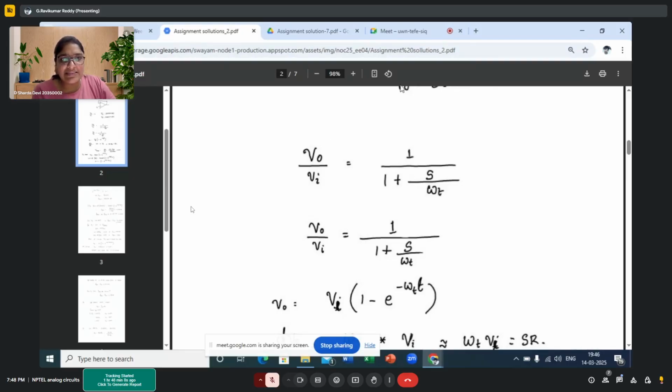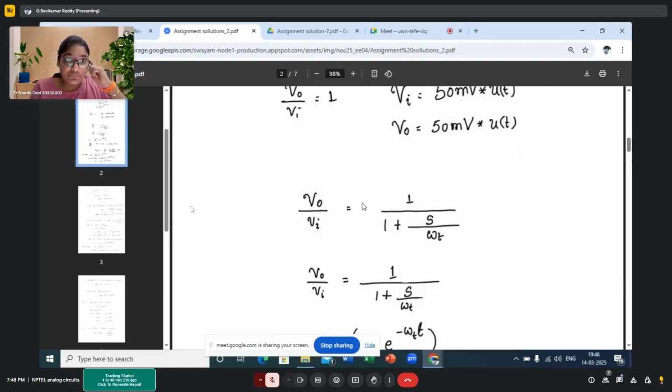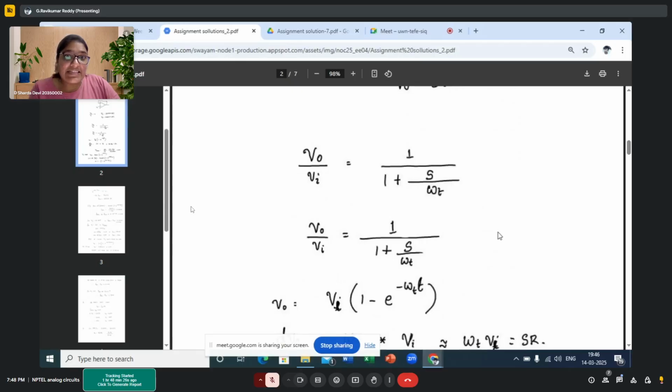Wherever there is a delay, I understand, madam, we can write V naught by Va equal to 1 by 1 plus S by omega t if any RC component is present. But in our voltage follower, we don't have R and C components. So how can we represent this as 1 plus S by omega t? See, you don't have any external R and C, right? Yes, ma'am. But inside your op amp, you have parasitic capacitance as well as resistors present, correct? From there, you will get the delay, correct? But generally, we write the transfer function for the externally connected components, right?